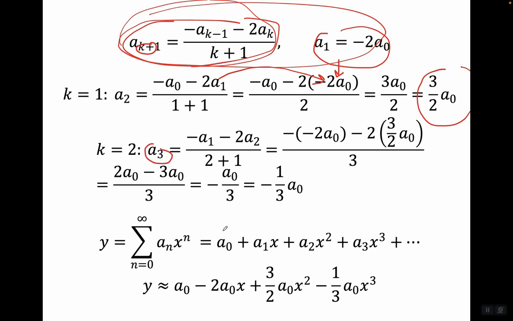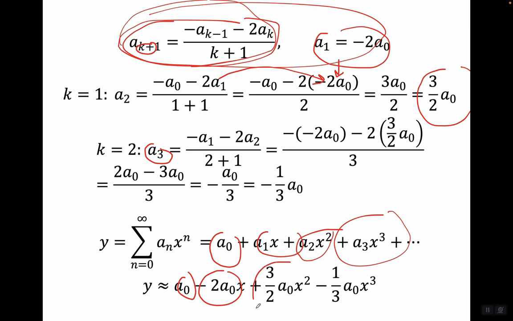So I think we're done, because this sum is going to be a0 plus a1x plus a2x squared plus a3x cubed. In other words, it'll be a sub 0. a1 is negative 2a sub 0, so we have minus 2a sub 0 x. a sub 2 is 3 halves a sub 0, so we have plus 3 halves a sub 0 x squared. And then a sub 3 is negative 1/3 a sub 0, so we have minus 1/3 a sub 0 x cubed. Okay, and here's our polynomial approximation to the solution to this differential equation, all in terms of a sub 0.